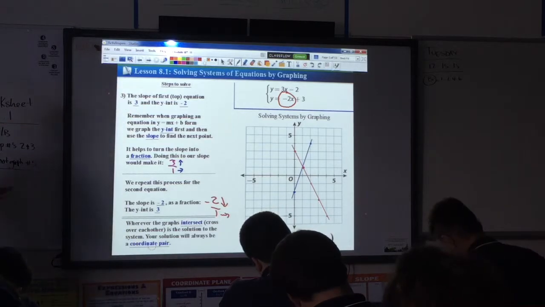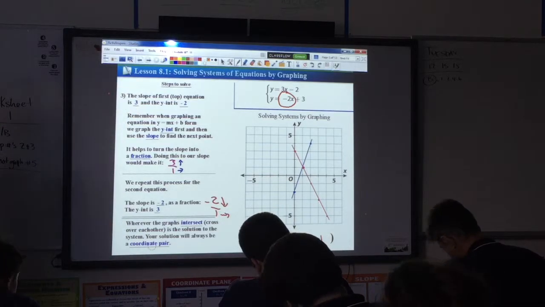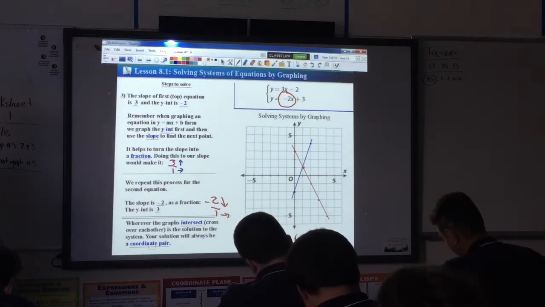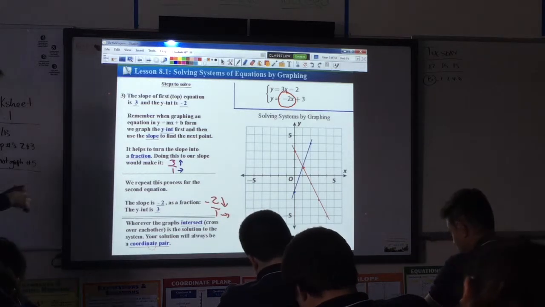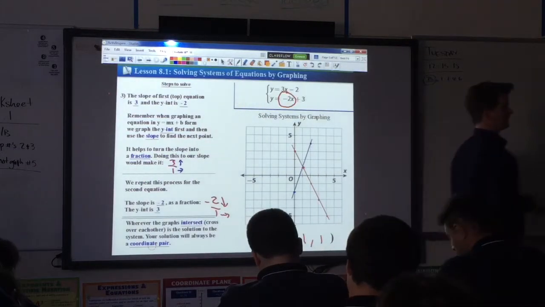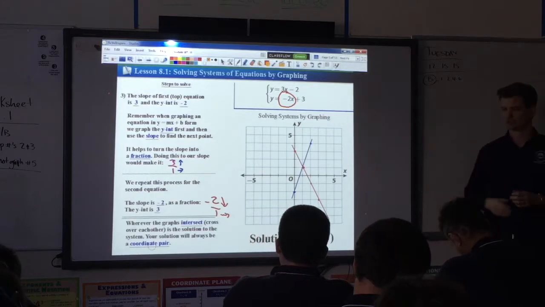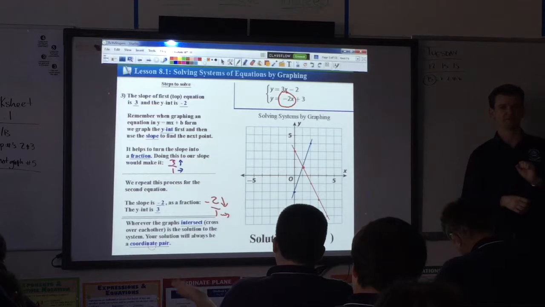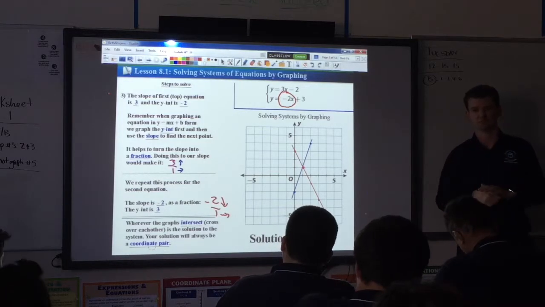That solution is a coordinate pair. The answer to this problem, the solution, is 1, comma 1. Whenever you're solving a system, you will never answer it as x equals 4 or y equals 6. Your answer will always be in the form of a coordinate pair. In this case, your answer is 1, comma 1. You will get a lot of practice graphing when you solve systems this way.